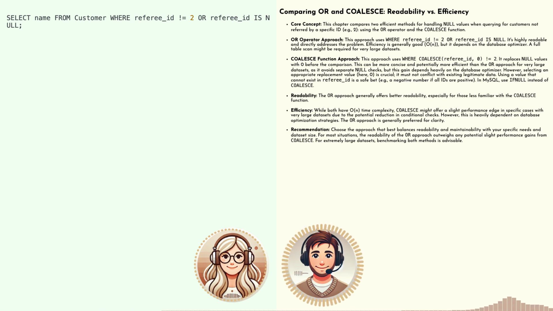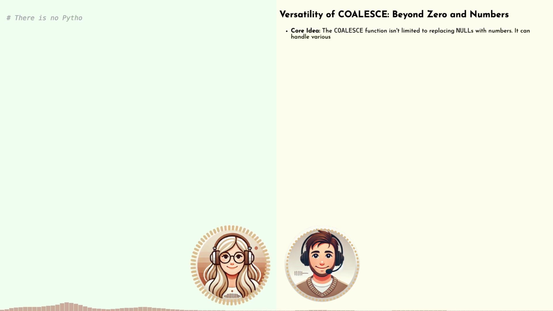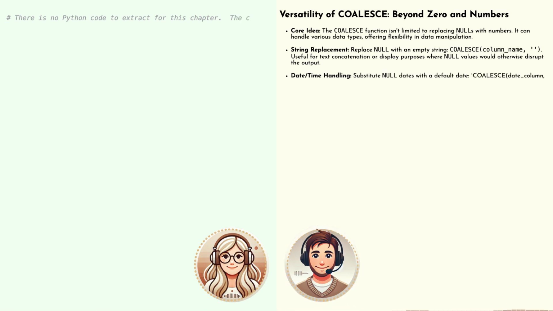But honestly, both the OR and COALESCE have their strengths, and choosing between them comes down to personal preference and the context. I totally agree. The important thing is to understand how NULL values work in SQL and have different strategies to deal with them effectively. Right. So we've looked at a few ways to tackle this NULL value challenge in our SQL coding problem.